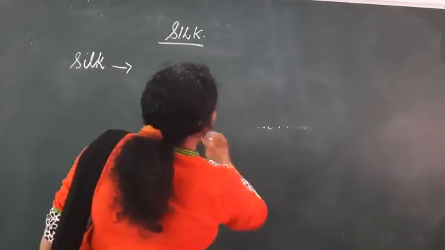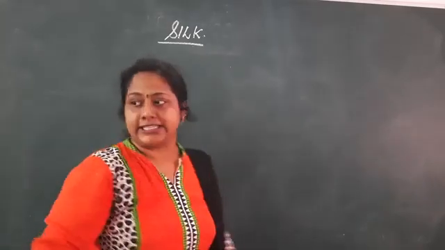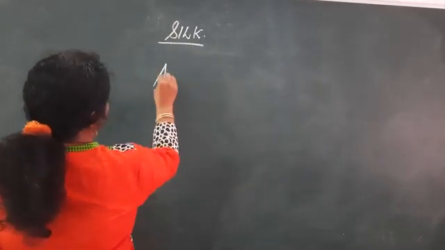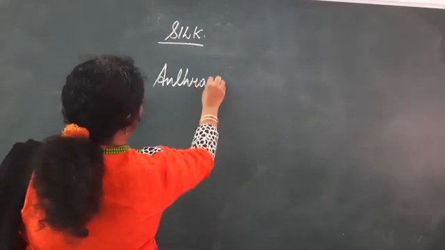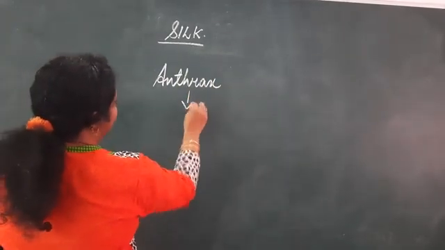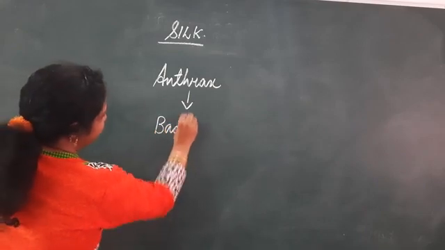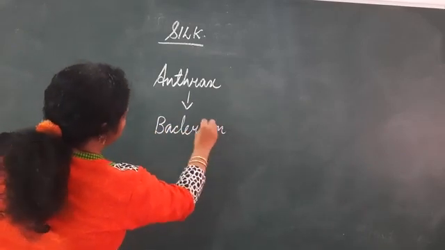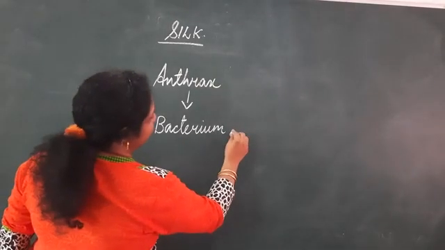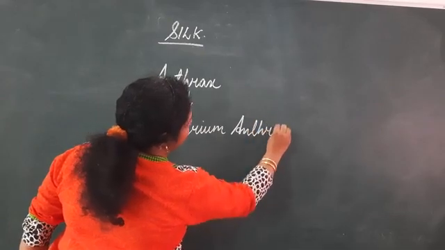Then we'll move on to a kind of disease that is associated with the workers who are dealing with the silk. Okay, and what is that disease? That disease is called anthrax. Okay, it is a disease which is caused by the bacterium Bacillus anthracis.